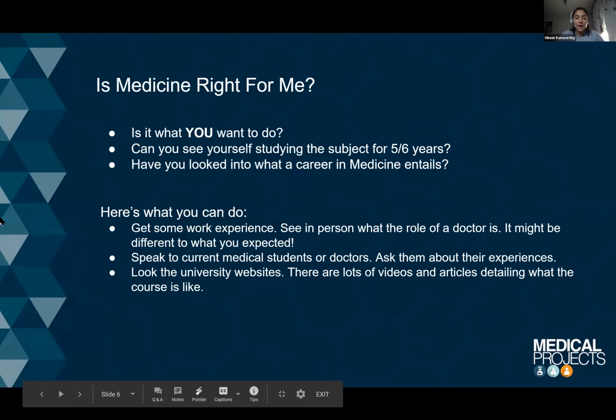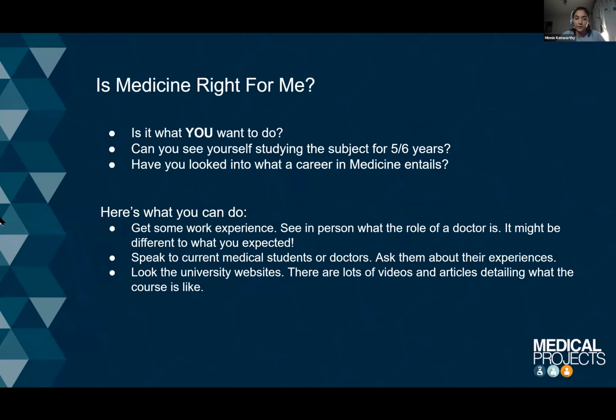So yeah, is medicine right for me? I think that's the question you first need to ask yourself before going on this journey. Is it what you want to do? It's a long course, 5 or 6 years. Don't just apply because your parents have said so, or you think it's a good job. Hopefully it should be something you're really passionate about, something you want to learn about. There's a lot of learning, a lot of information to take in, and it's a tough course. So you want it to be something that you really enjoy and you're going to commit to for the foreseeable future. And obviously you're going to have a career in medicine until you retire, so you want it to be something you really enjoy.